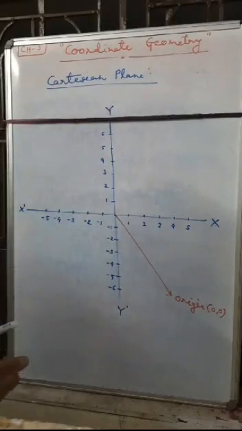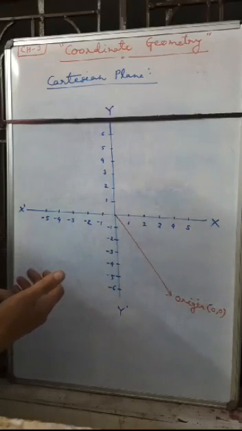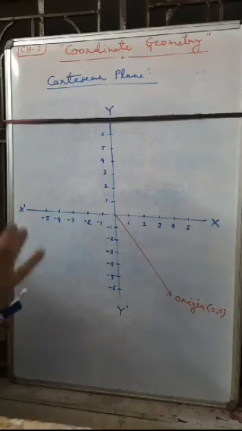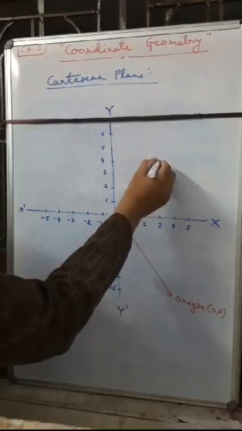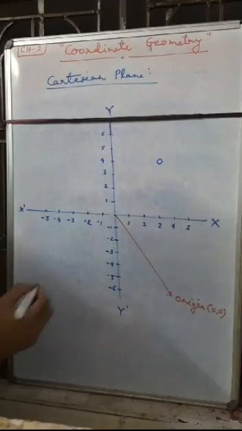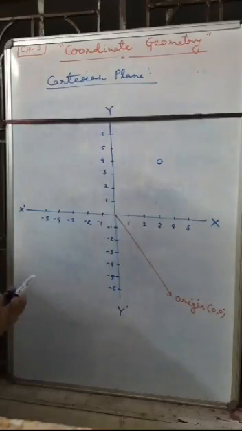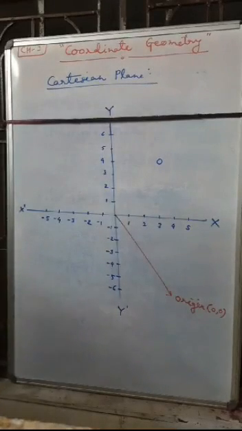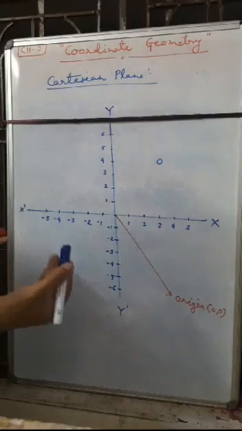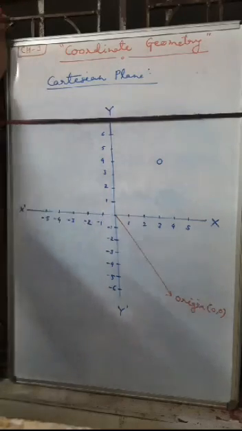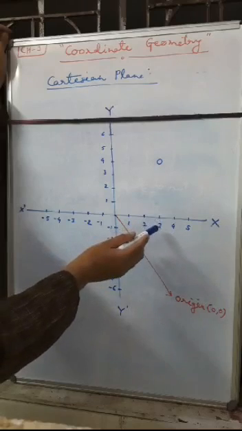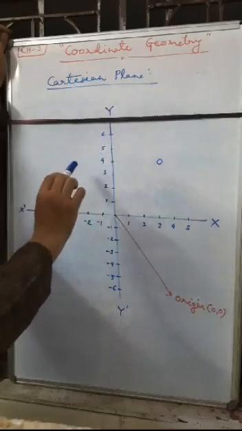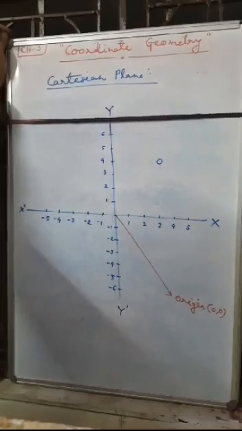Suppose we have to give the position of something on the Cartesian plane. Suppose we have a ball here. For giving the location, or proving the position, of this ball, we need to find how much distance the ball is from the x-axis and how much distance it is from the y-axis.